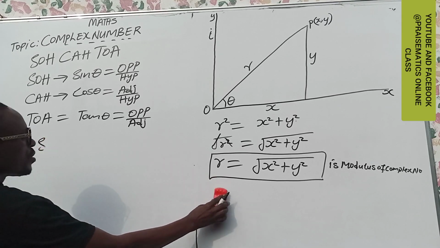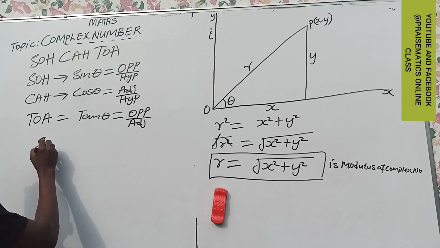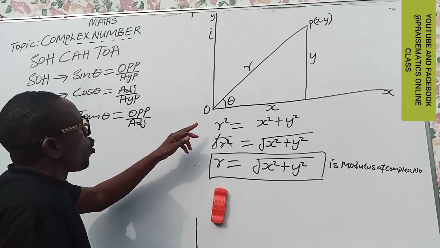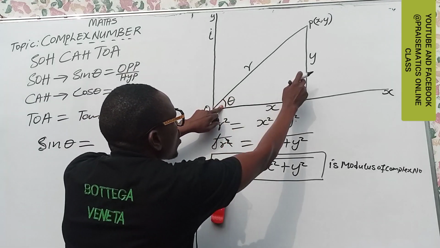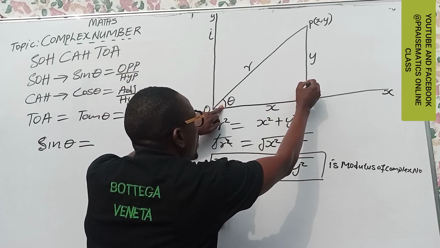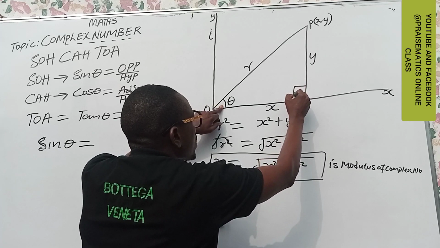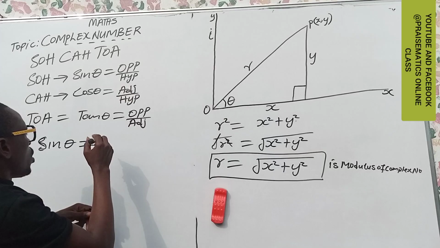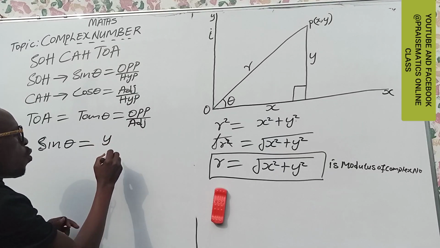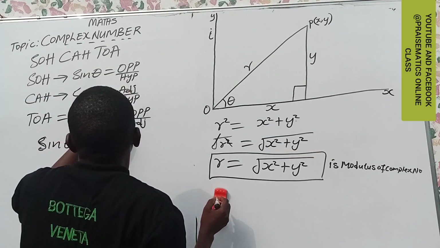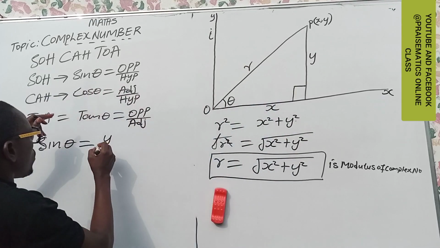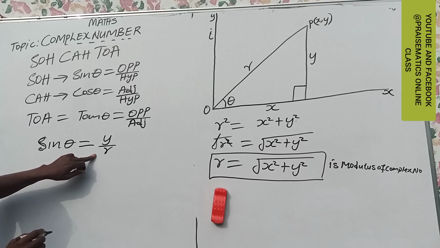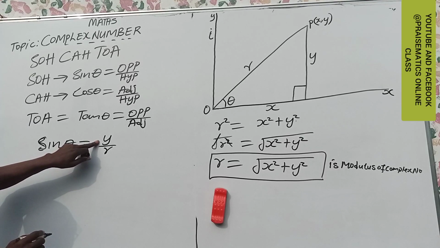Sine theta is equal to, what is the opposite? Look at this. Wherever this angle fits is opposite, and wherever this fits is the hypotenuse. So the opposite here is Y over hypotenuse. What is our hypotenuse? Our hypotenuse is R. So sine theta is Y over R.